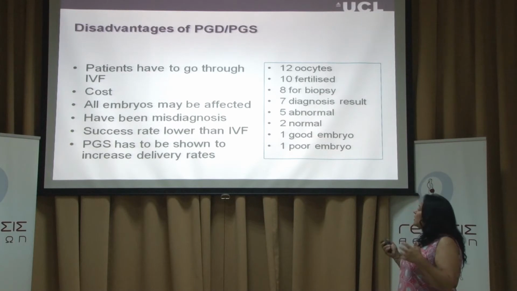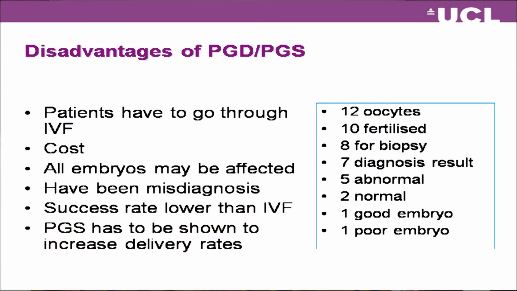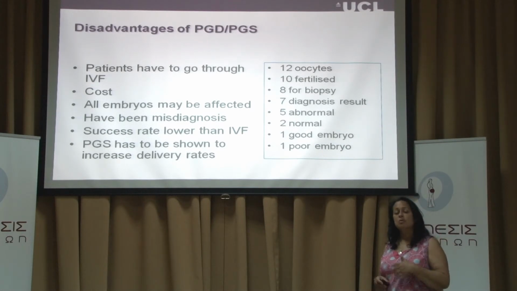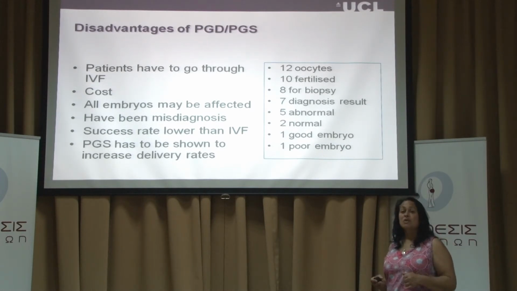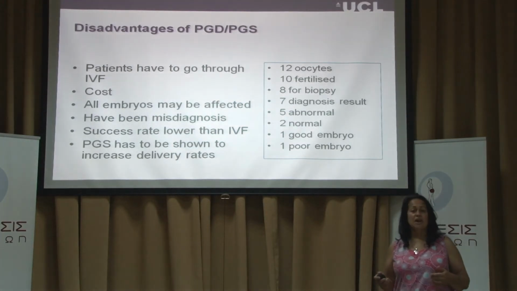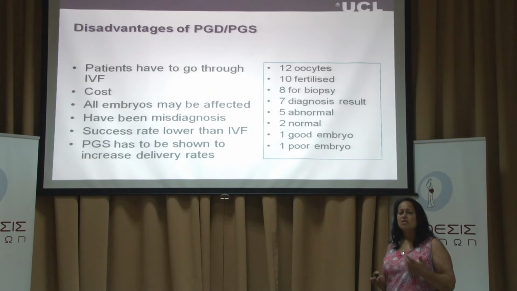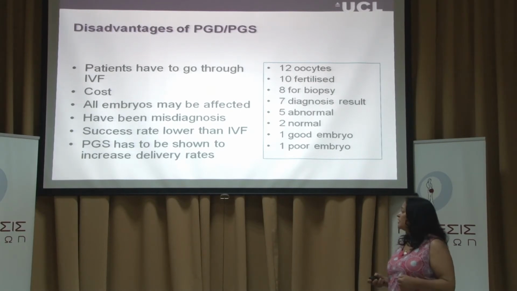But if we look at a very average cycle, let's imagine we got about 12 eggs collected, 10 fertilised, and 8 of them were suitable for biopsy. If it was a blastocyst biopsy, it would probably be less than that. Of those 8, 7 gave us a diagnostic result. 5 of those 7 were abnormal, 2 were normal. Of those 2 normal, 1 was a morphologically excellent embryo, which is great. That gave us a good chance of implantation, but the other was a very poor embryo. So you can see that often we are in a situation where we've only got 1 or 2 really good morphology embryos or blastocysts to transfer.